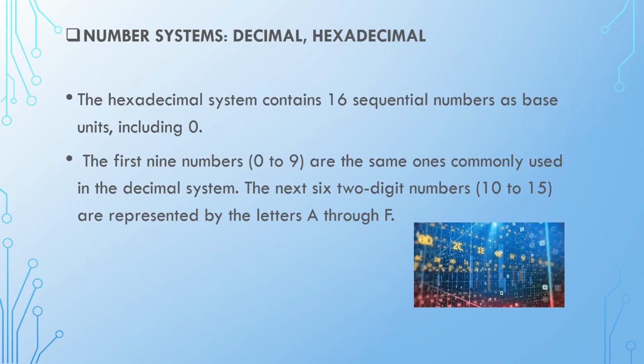Next, number system. Example, decimal, hexadecimal. The hexadecimal system contains 16 equivalent numbers as the base unit, including 0. The first 9 numbers are the same as those commonly used in the decimal system. The next 6 two-digit numbers are represented by the letters A through F.